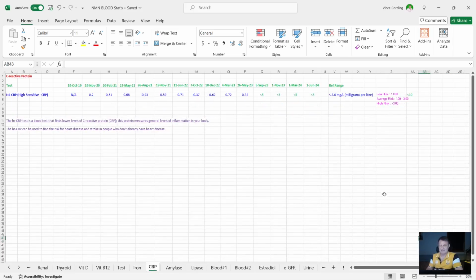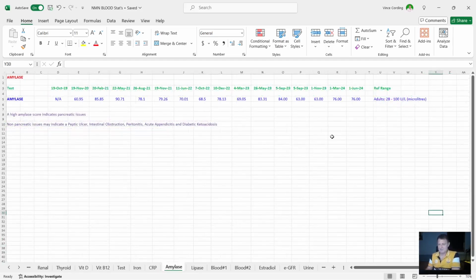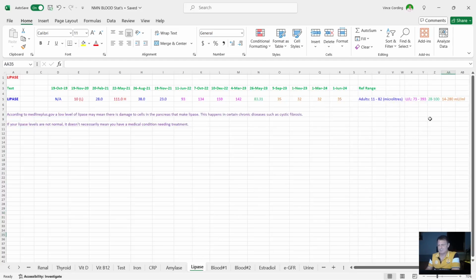Next is C-reactive protein. They say anything less than 10 is good. Mine is less than 5, so I'm happy with my CRP score. That's it for CRP. Moving on to amylase, no problem there. 76 is well inside the range of 28 to 100. Lipase, anything between 14 and 280, 35 is well within range there, so I'm happy with that.